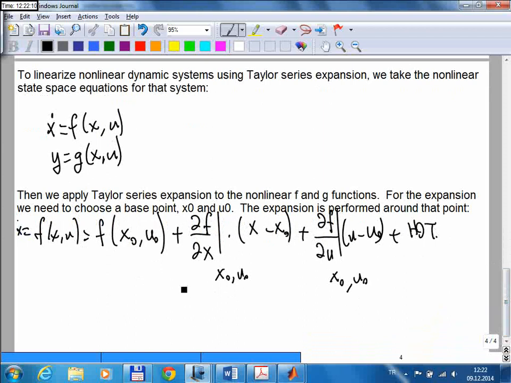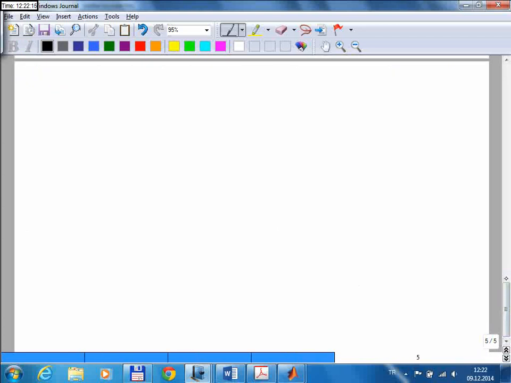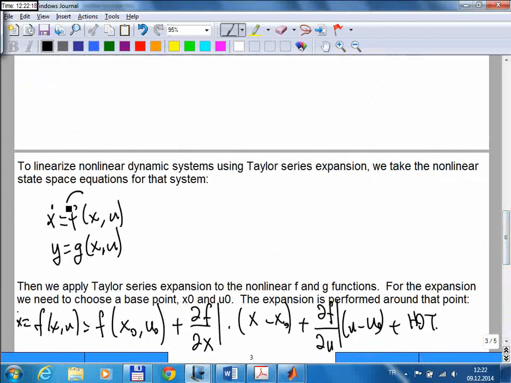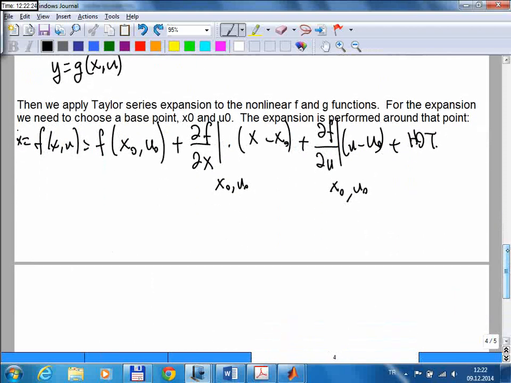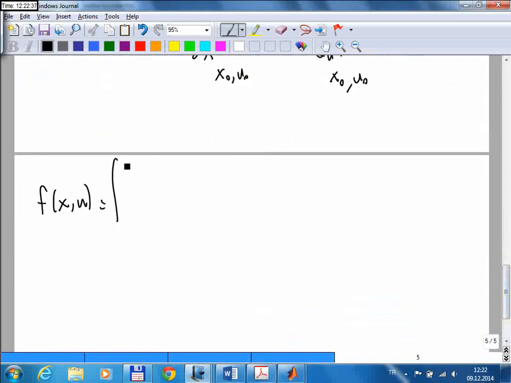Now, since this is a vector equation, f is a vector function, so while taking the derivatives you need to take them appropriately. First, let me say that the f function is a vector function. So f of x, u has n functions: f1(x,u), f2(x,u), up to fn(x,u).